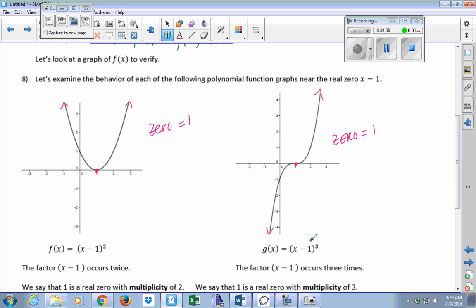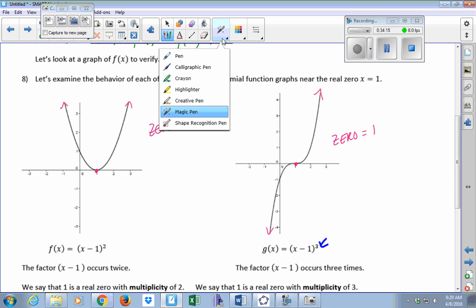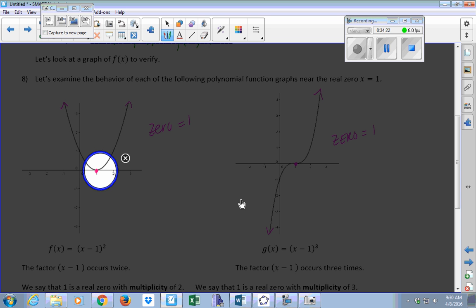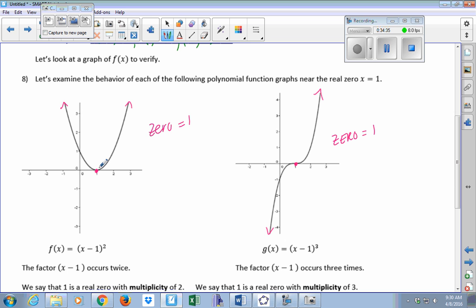Notice this is in factored form. Look at what the degree is right there. It's odd. Let's take a look at this other one. Let's blow up this right around that 0. What kind of function does that look like? Quadratic. It looks like your parent function, doesn't it? So that has an exponent that would have to be even.